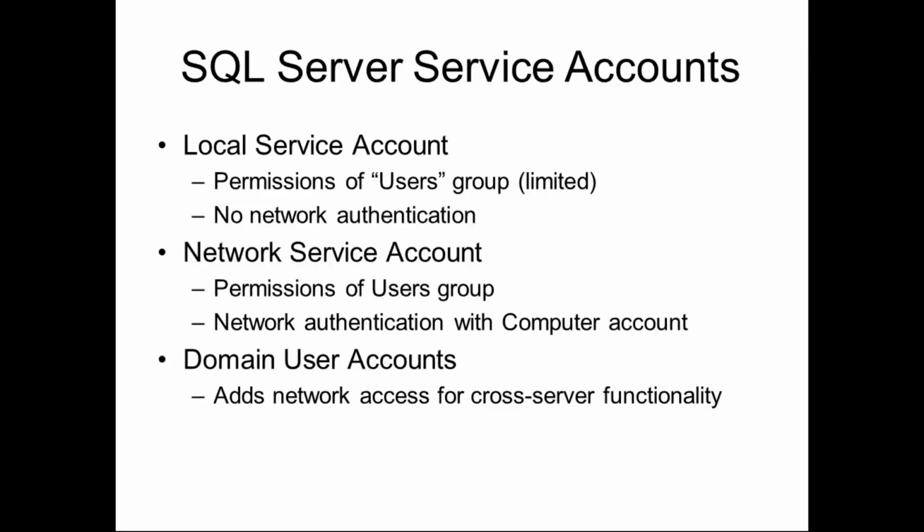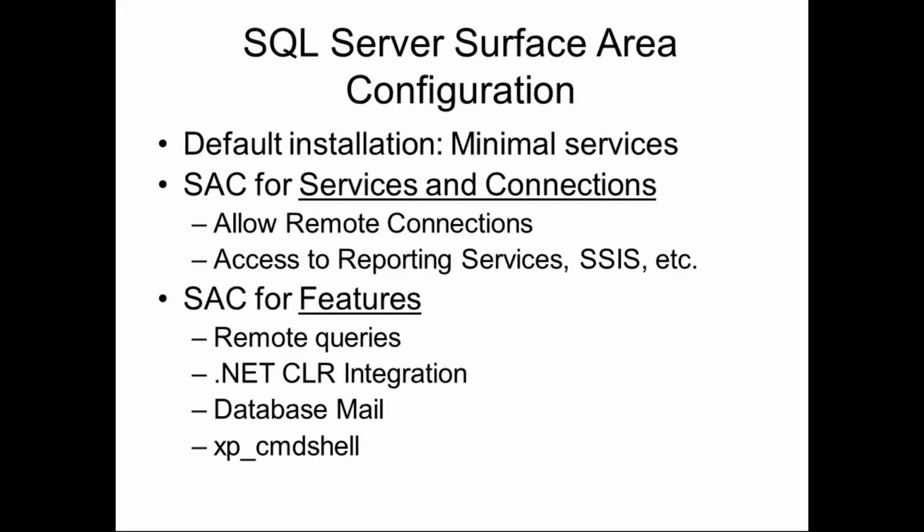The SAC configuration allows remote authentication, remote connections. There is an access permission level for the Reporting Service and SSIS. We can specify different service accounts for Reporting Services as well as the Integration Services. There are the remote queries and the CLR integration, the database mail options we can enable or disable from here, and the command shell objects.